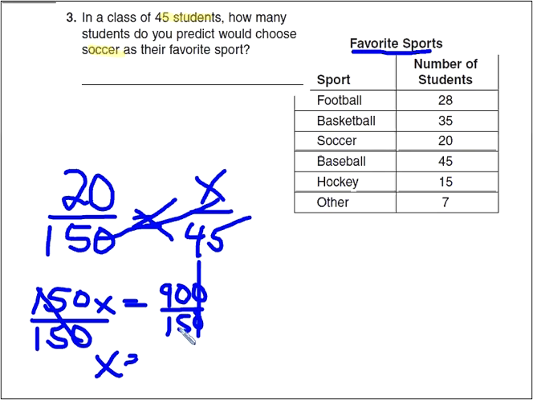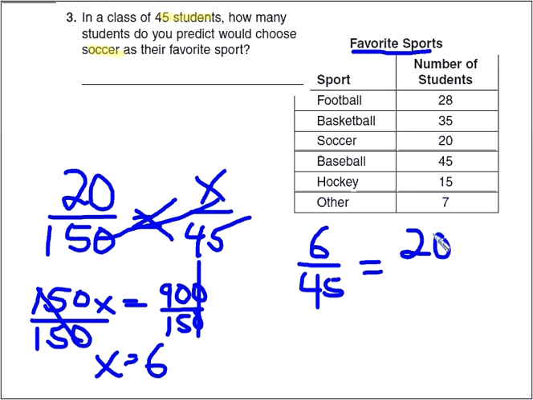15 goes into 30 twice. 15 goes into 90 6 times. Or I could use a calculator, and I get 6. So 6 out of 45 students is what we can predict would choose soccer, because that's proportionate to 20 out of 150. It's the same percentage.